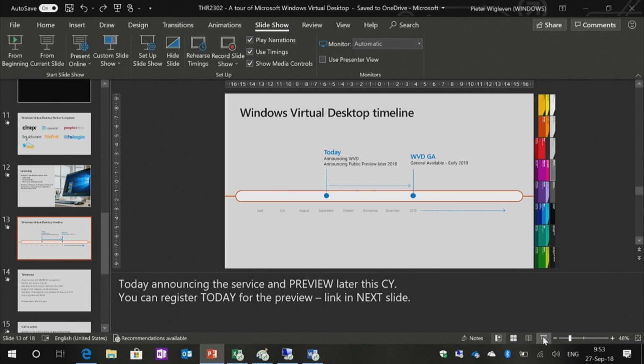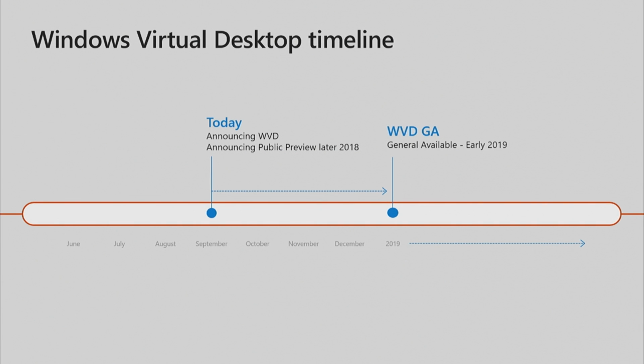So then what about the timelines? So this week we announced the public preview. I'll show you the link on the next slide, because if you register, you get a notification when it's available. You can kick the tires, and then early next calendar year, we're expecting to GA, and you can further roll out into production if you see a fit for your organization.